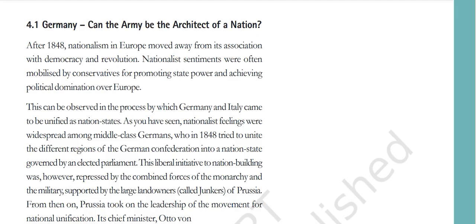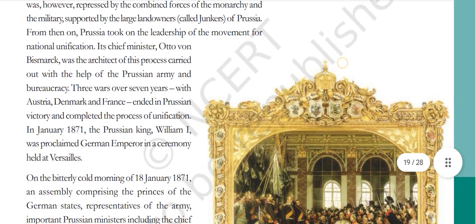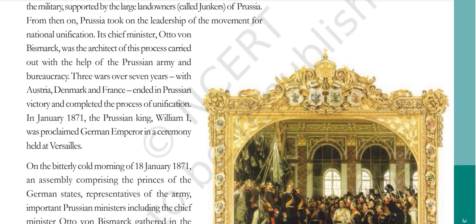This liberal initiative to nation building was, however, repressed by the combined forces of the monarchy and the military, supported by the large landowners called Junkers of Prussia. From then on, Prussia took on the leadership of the movement for national unification. Its chief minister, Otto von Bismarck, was the architect of this process, carried out with the help of the Prussian army and bureaucracy.